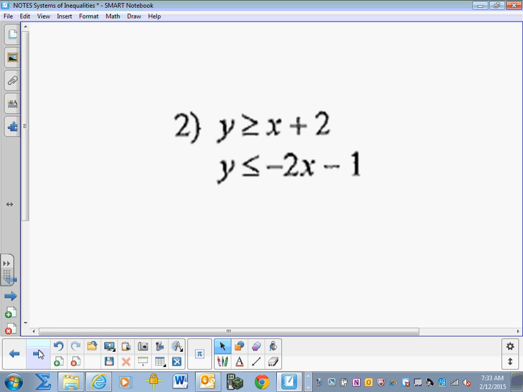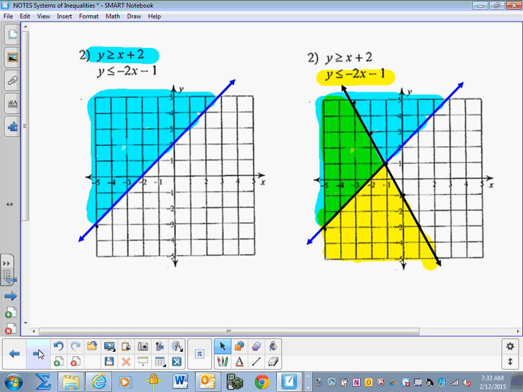So you try number 2. So here's the graph of y is greater than or equal to x plus 2. Then I graphed y is less than or equal to negative 2x minus 1. And this green region here is where they share. So that is the solution for this system.